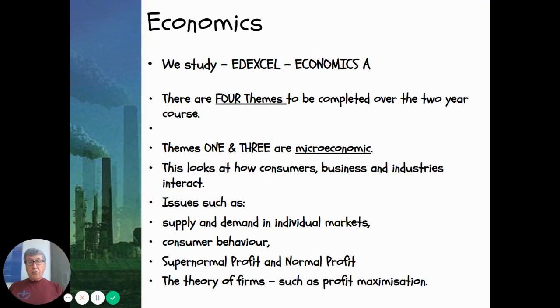Themes 1 and 3 are known as microeconomic. Okay, they look at the smaller parts of economics. So they look at how consumers, customers, businesses, and industries interact. We look at supply and demand. Demand is what people want to buy, and supply is what businesses will supply at, hopefully to make a profit. We look at consumer behavior. We look at supernormal and normal profit. And we look at the theory of firms, such as profit maximization.